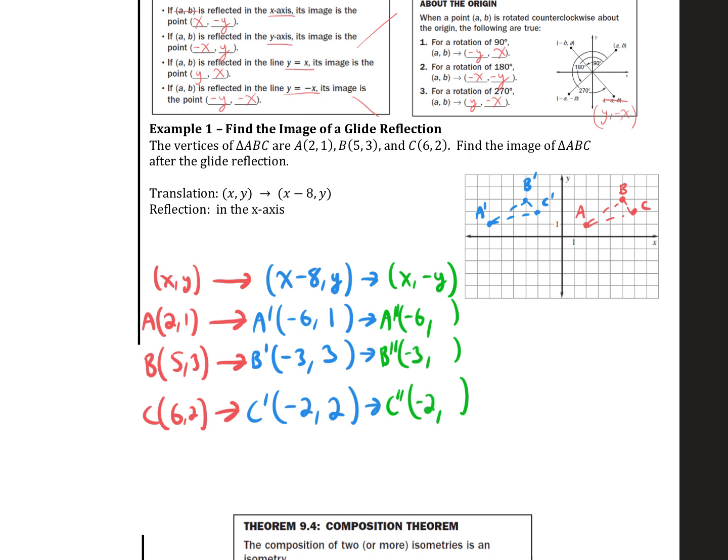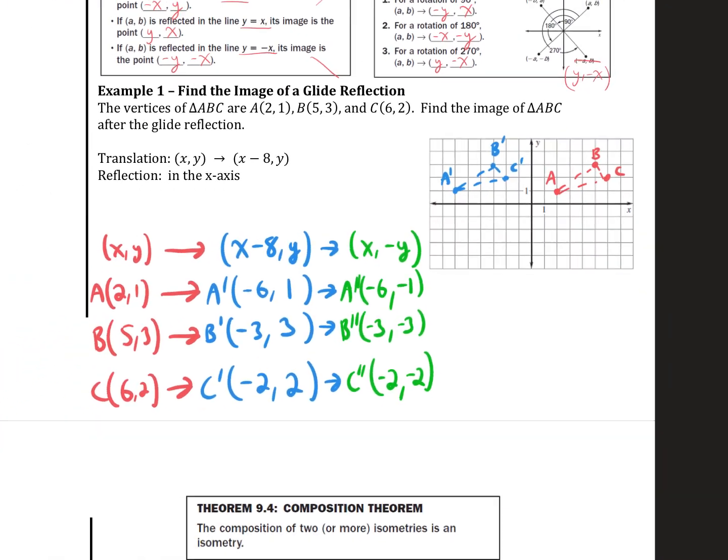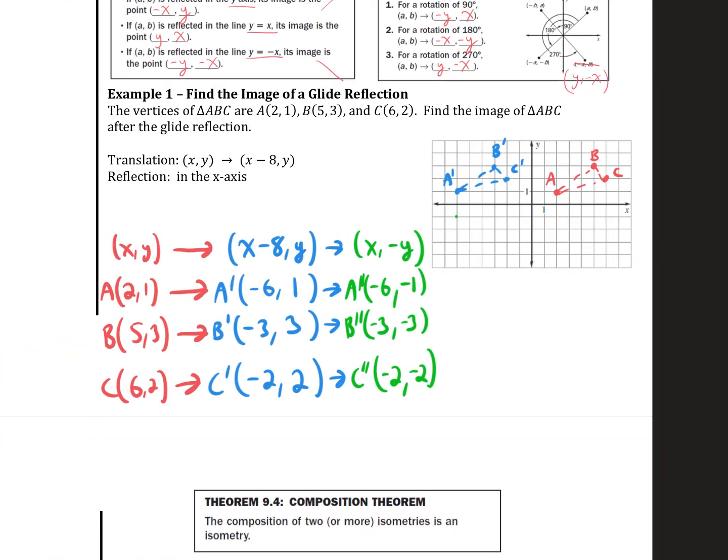Then for y, we're doing the opposite of y. So if y is 1, we're going to have negative 1. If y is 3, opposite of 3 is negative 3. And opposite of 2 is going to be negative 2. So if we graph this, we got left 6 down 1. That's A double prime. We have left 3 down 3. That is B double prime. And we have C prime, which is left 2 down 2. And that's C double prime.